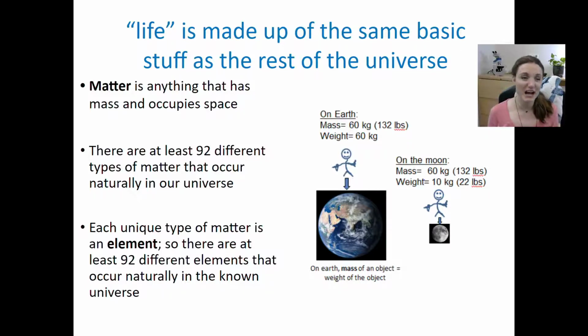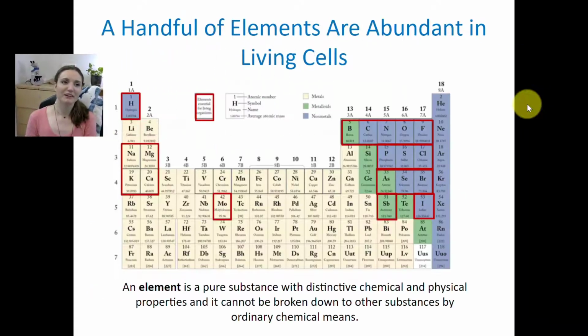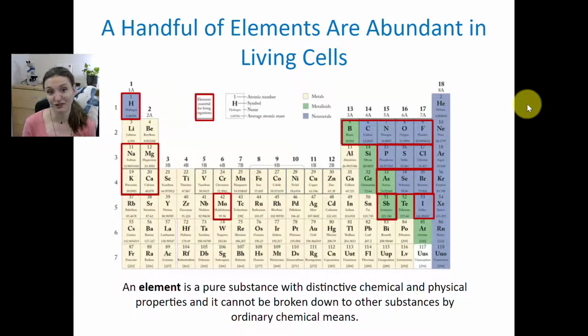But if something has mass, it will have weight. And there are different types of matter. Each unique type of matter is composed of one of the 92 different types of elements that we find in our known universe that occur naturally. Elements are the simplest form of matter, and each element has unique characteristics based on its components. These are the 92 naturally occurring elements. This is our periodic table right here, right?